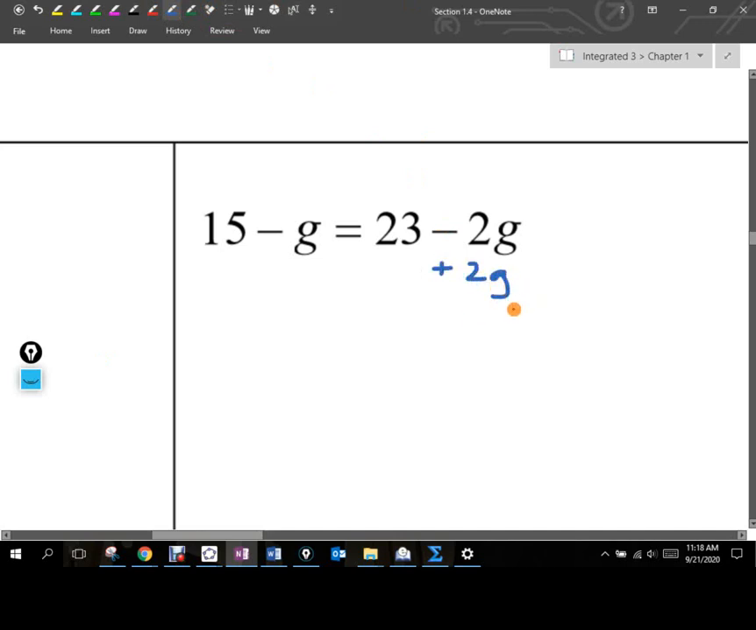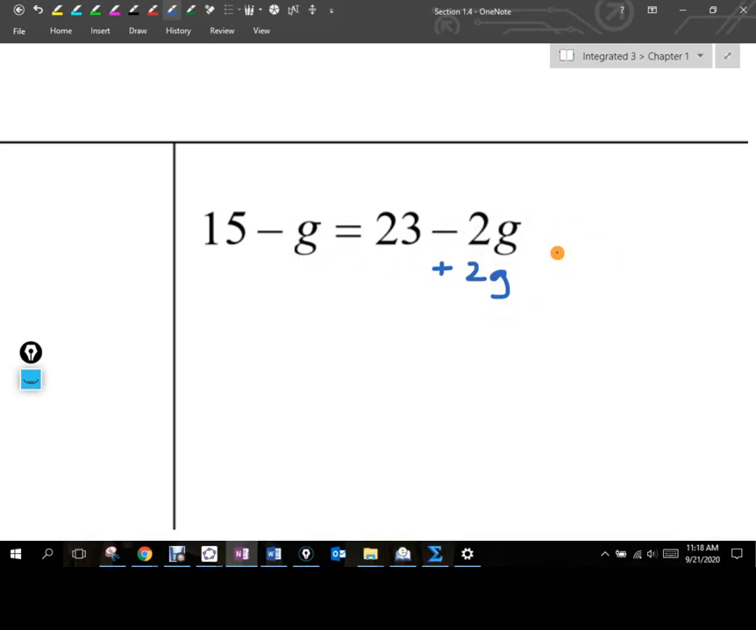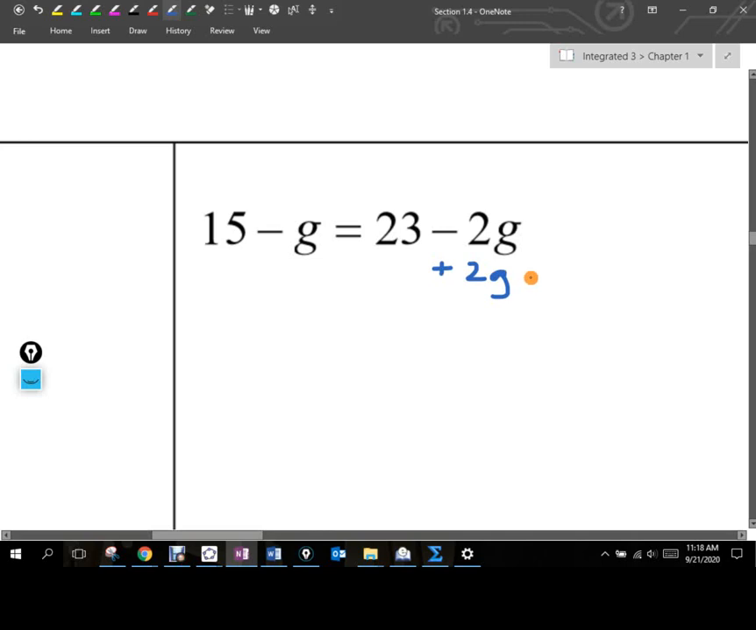My hope is that we all understand that there's 4 things I could do first, right? 4 logical things that make sense. Okay, I could add 2g to both sides. I could add g to both sides. I could subtract 15 from both sides or subtract 23 from both sides, right? Okay, those are the logical things. There's an infinite number of things. We could add 100 to each side if we want to. That doesn't make sense, but you could. But one of the 4 logical things is to add 2g.